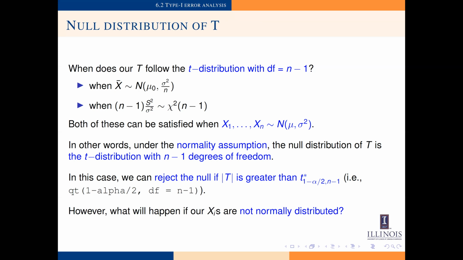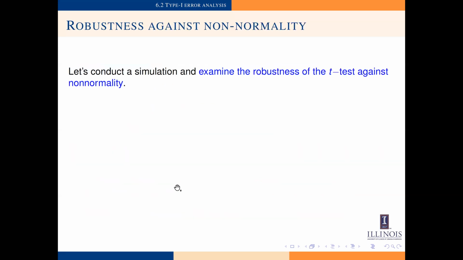However, what if our data is not normally distributed? So if we implement this t-test method and the corresponding critical value, when our x's do not come from a normal distribution, then what is going to happen to our observed or empirical type 1 error rate? Is it still going to be equal to alpha? Let's conduct a simulation study and try to examine the robustness of the t-test against non-normality.